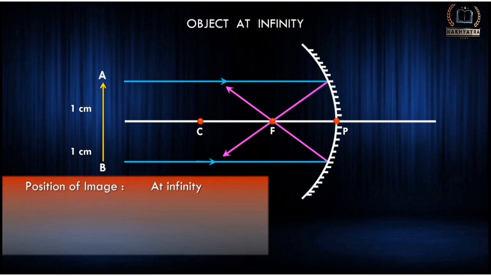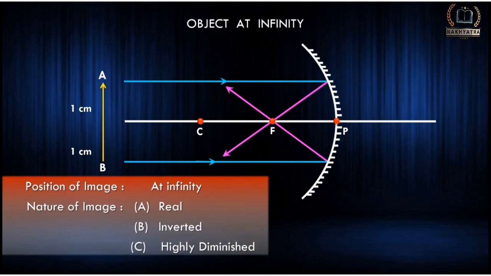Okay, there is a slight mistake. Anyways, the nature of the image is real and inverted, and the size is highly diminished. So the image is formed where the reflected rays intersect. The image will form at the focus, and the nature of the image is real and inverted, and the size is point size, meaning it is highly diminished.